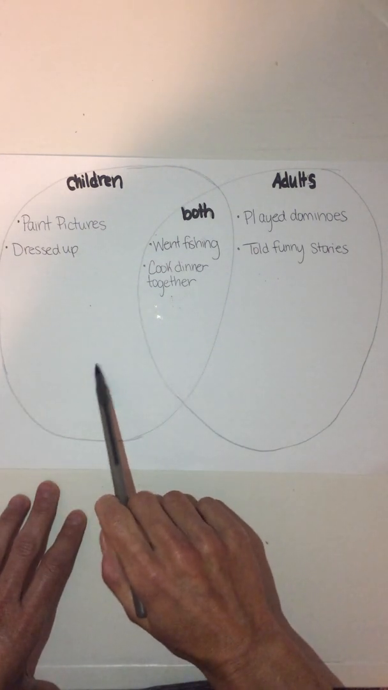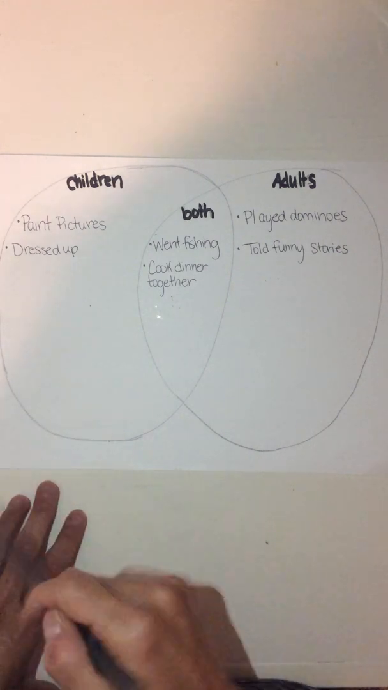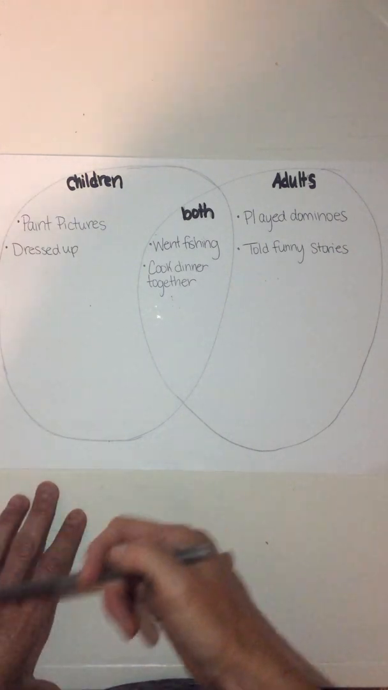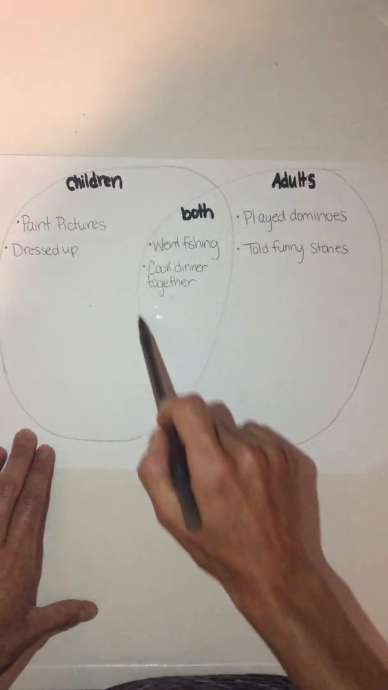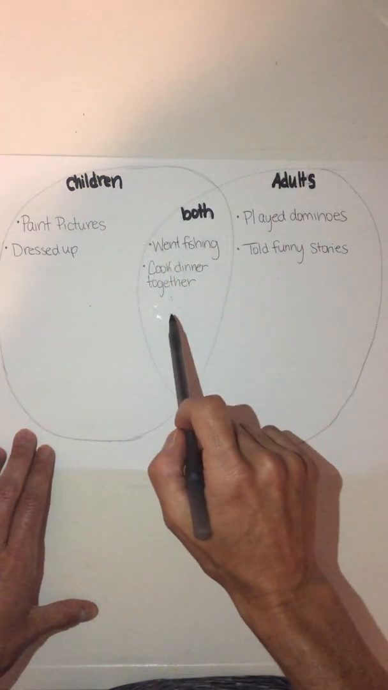This is how you can fill out a Venn diagram when you compare and contrast two items. Always using the middle part to talk about how they are the same.